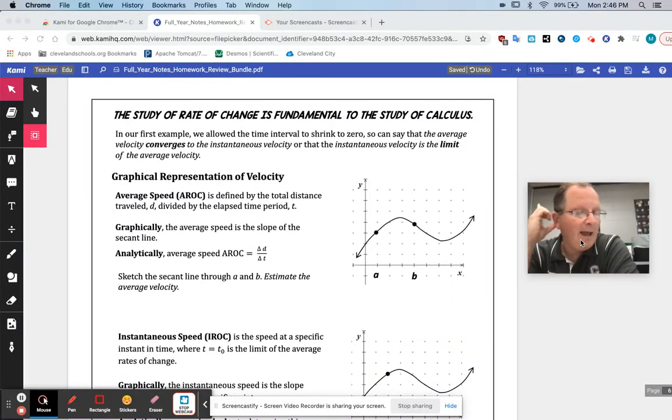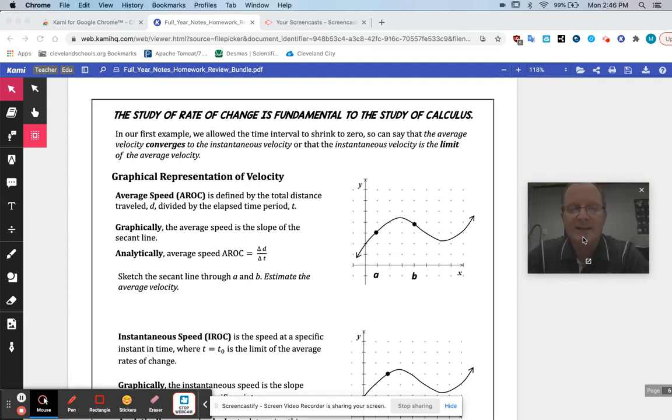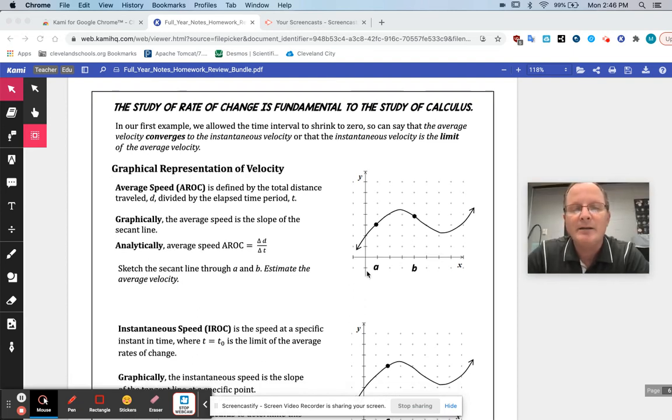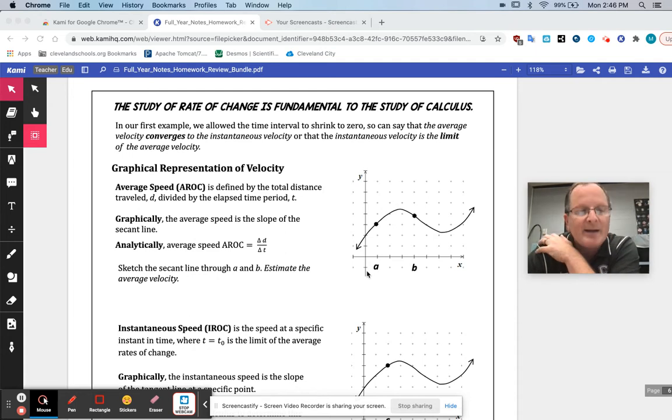Okay, so on example one, we had that time interval shrink to zero or get as close to zero as we could for the time being to find the instantaneous velocity. Now they're wanting us to talk about a graphical representation of that.